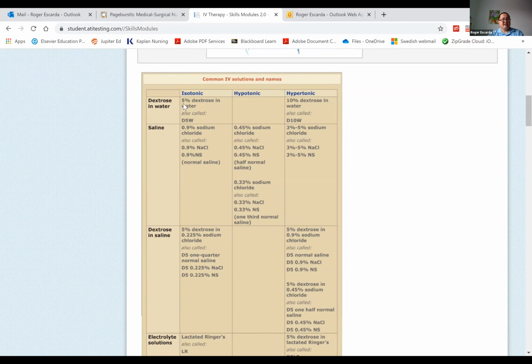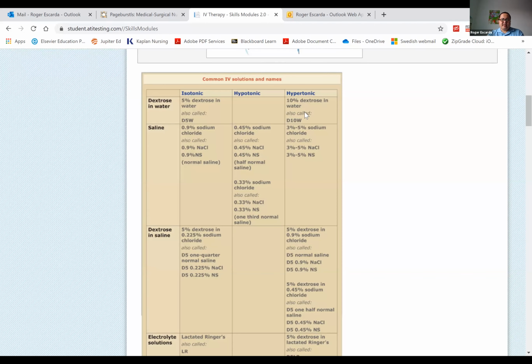Exceptions are again D5 water. This one is isotonic. The reason is the dextrose in water only sounds like it's hypertonic. Really, when they enter the bloodstream, they don't remain D5 water. The two components separate. When they hit the bloodstream, dextrose goes one way, water goes the other way. So it's technically isotonic. Same thing for D5 and a quarter.